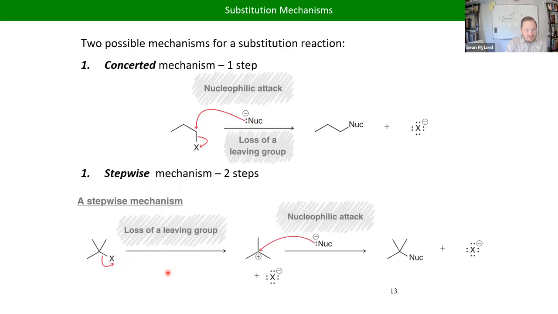If it's a stepwise mechanism, that's not necessarily the case, right? The slow step might be the leaving group leaves, and then your nucleophile could come in. But if the slow step is step one, if this is the step that has the highest activation energy, then adding more nucleophile won't make your reaction go faster. Because no matter how much nucleophile you have sitting around waiting, you're still waiting on this carbocation to show up before anything can happen.